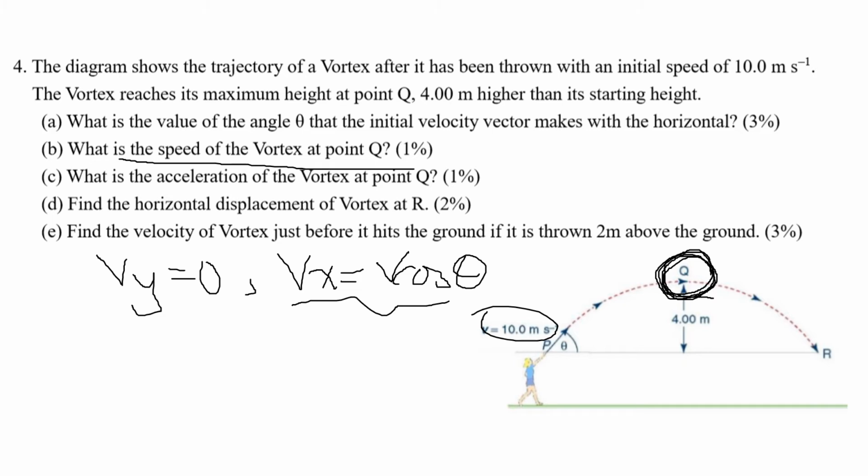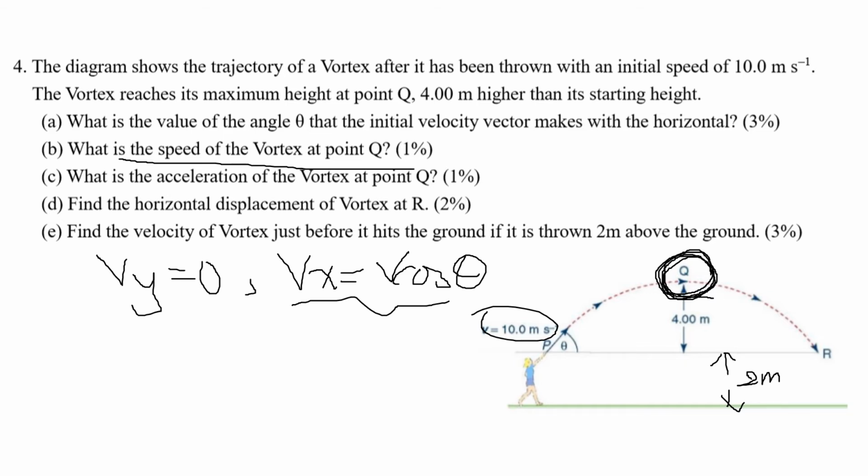And what is the acceleration? It's negative 9.81. Now find the velocity of the projectile just before it hits the ground, if it is 2 meters above the ground. So 2 meters.